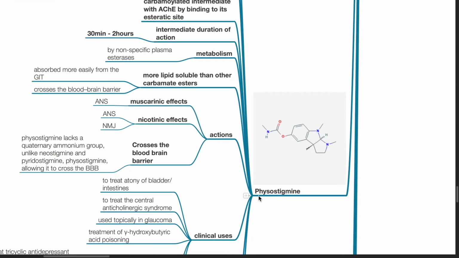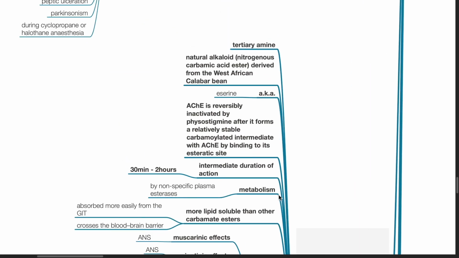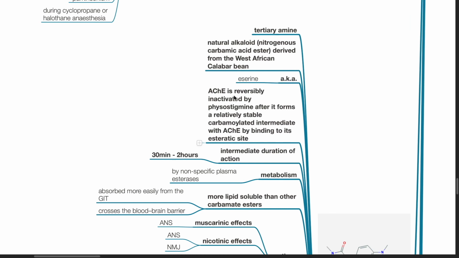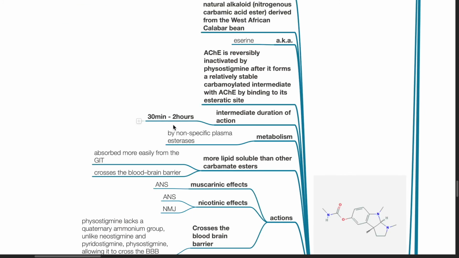Physostigmine. It is a tertiary amine. It is a natural alkaloid derived from the West African calabar bean. It is also known as eserine. Acetylcholinesterase is reversibly inactivated by physostigmine after it forms a relatively stable carbamylated intermediate with acetylcholinesterase by binding to its esteratic site. It has an intermediate duration of action of 30 minutes to 2 hours.